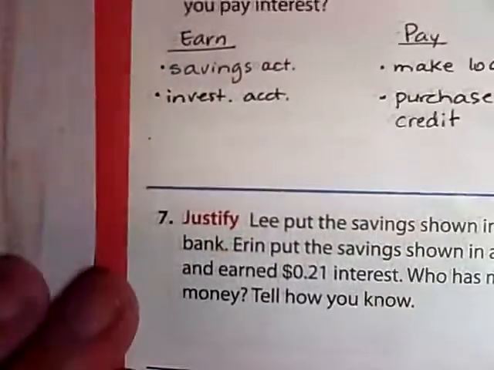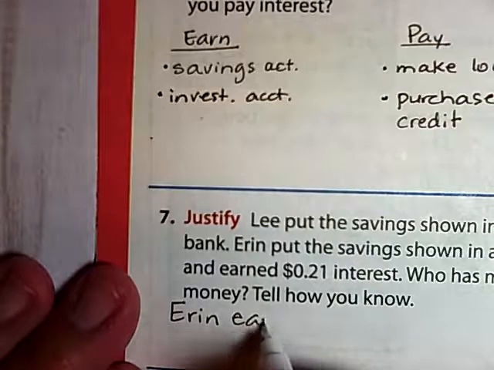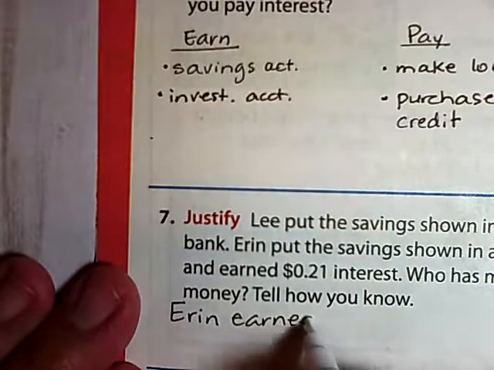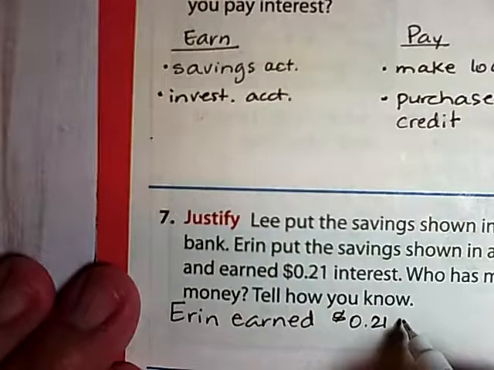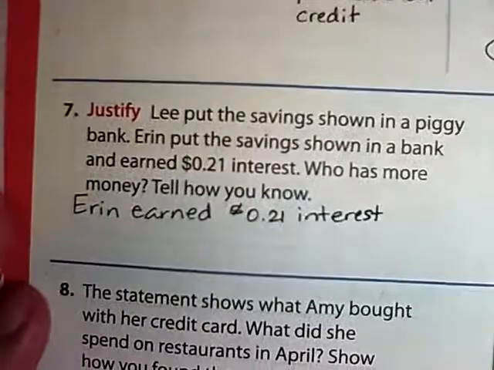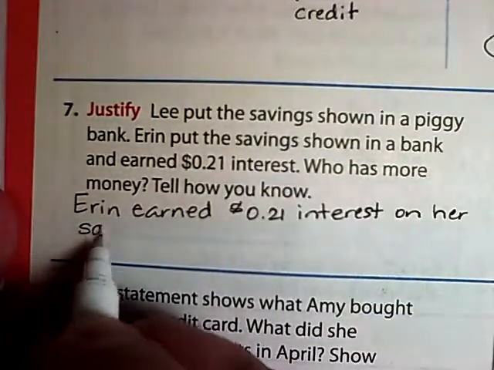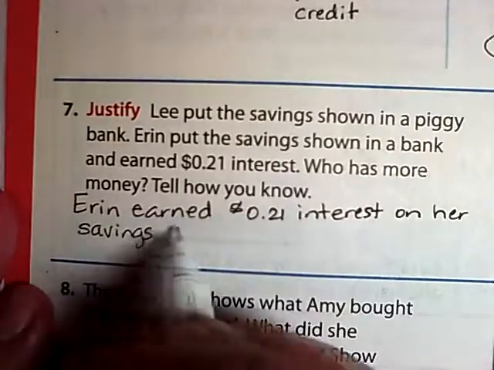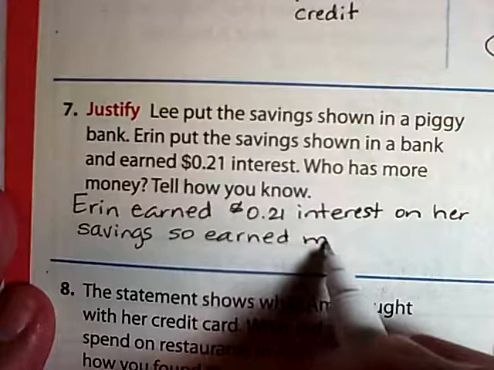Okay? So I'm going to write in here, Erin earned 21 cents interest on her savings. So she earned more. Okay?